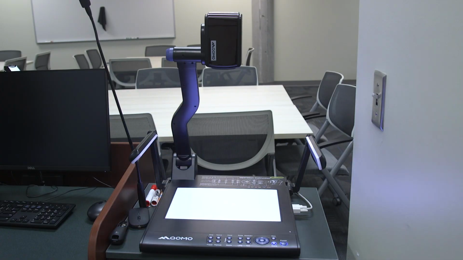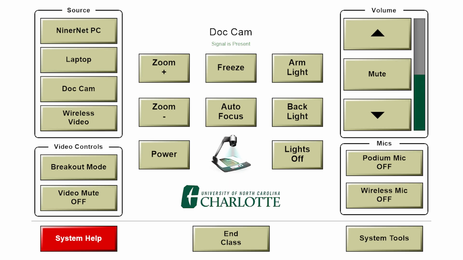Last on the list is the document camera. Once you click this button, it will show you a list of options in the middle of the screen. These control the document camera. The first listed is the power button. This will turn the document camera on and off.